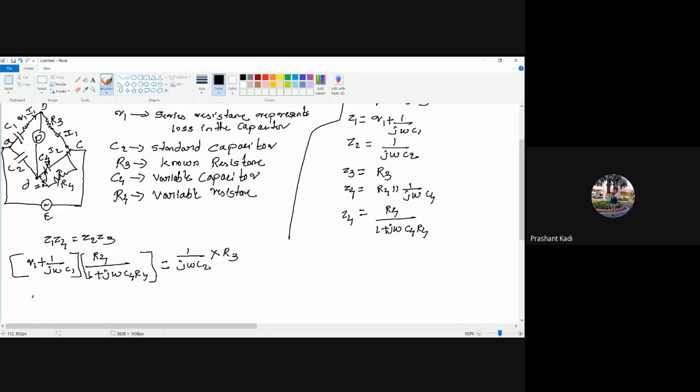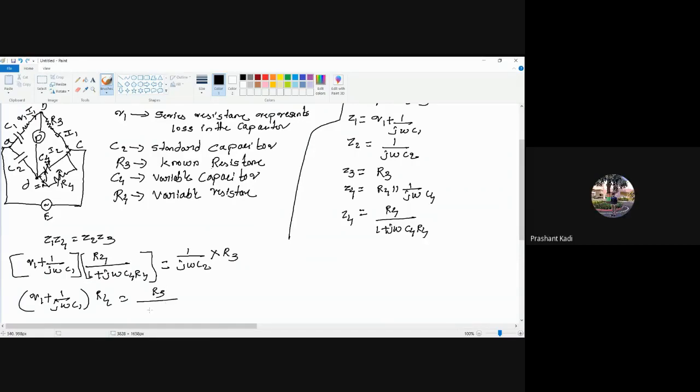So next line, it's r1 plus 1 by j omega C1, into R4. I will shift the denominator term 1 plus j omega C4 R4 to the right side. That equals 1 by j omega C2 into R3.